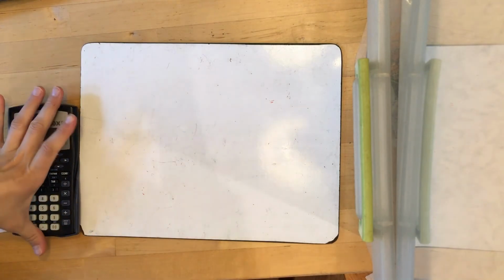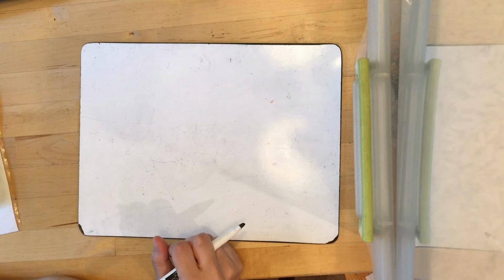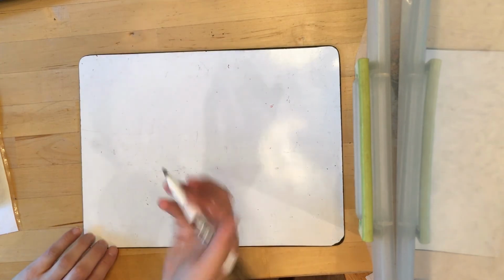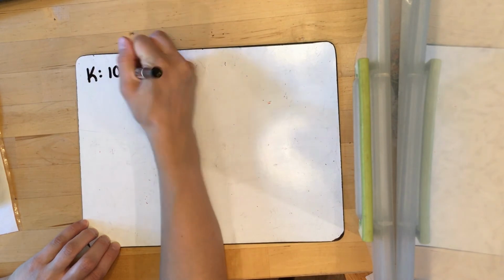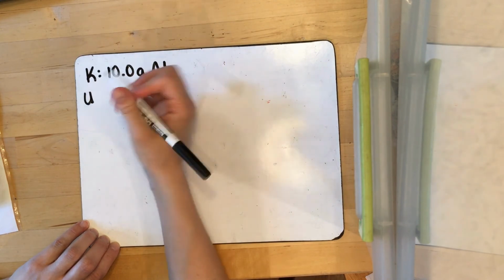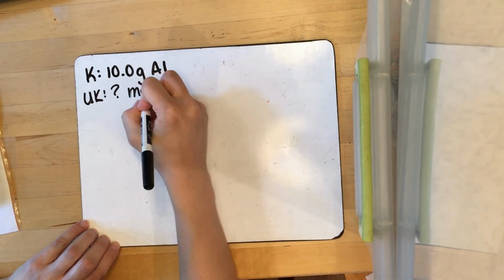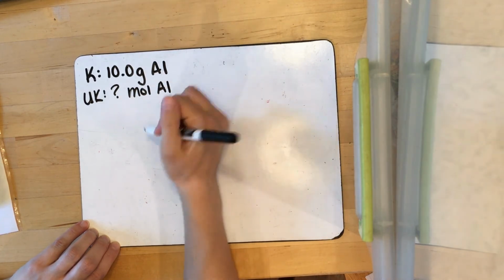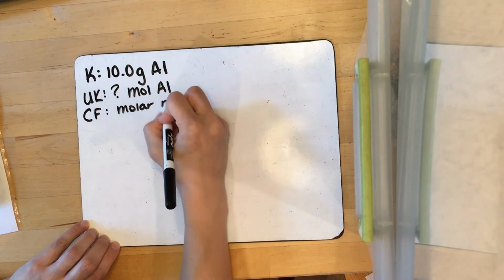Okay, example 3 says aluminum is a metal with a high strength to mass ratio and a high corrosion resistance. Calculate the number of moles and the number of atoms in a 10-gram sample of aluminum. So we're given 10 grams. The first thing it wants us to calculate is the number of moles. So that'll be our first unknown. In order to go from grams to moles, we need the molar mass.